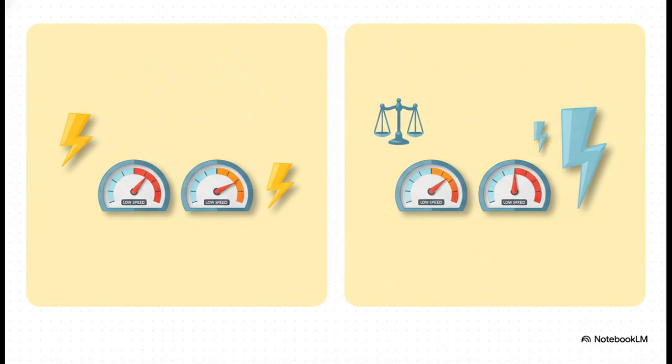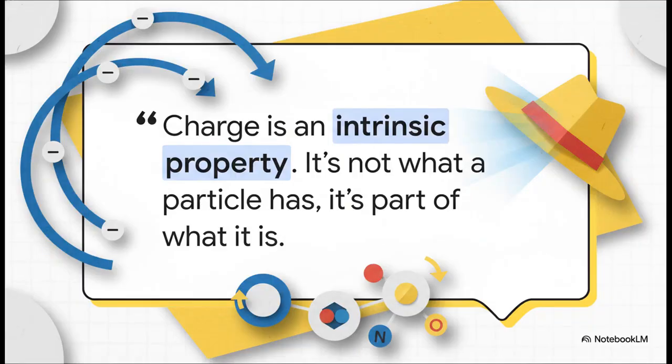But charge, it's completely different. It's invariant. An electron has the exact same charge whether it's sitting still or zooming along at almost the speed of light. It never changes. And this is exactly what physicists mean when they say charge is an intrinsic property. For a particle like an electron, its charge isn't something it carries. It's part of its very identity. You can't separate an electron from its charge any more than you can separate it from its own existence.